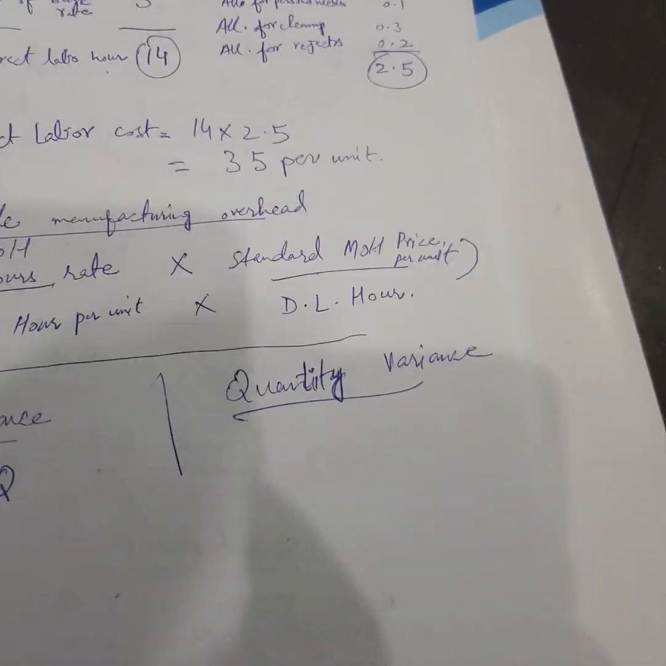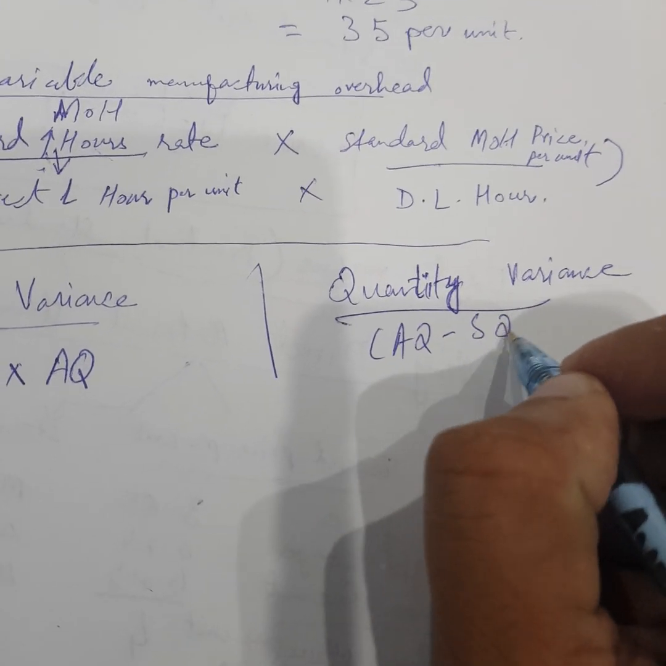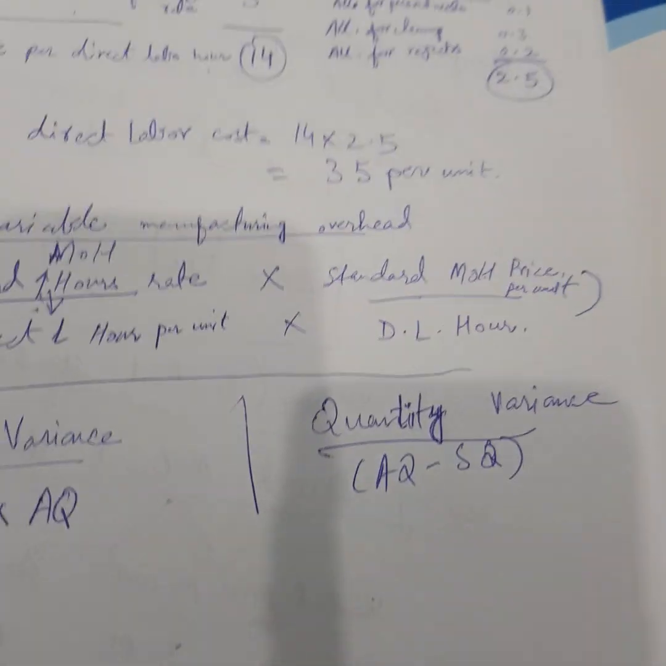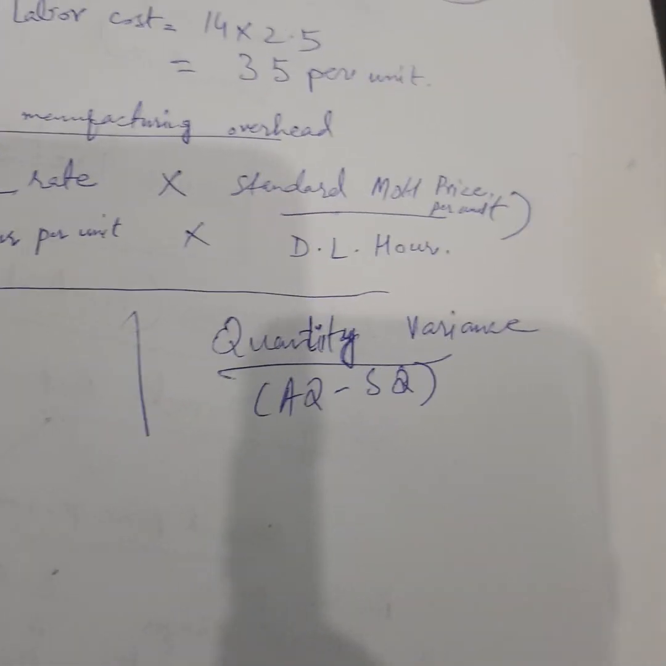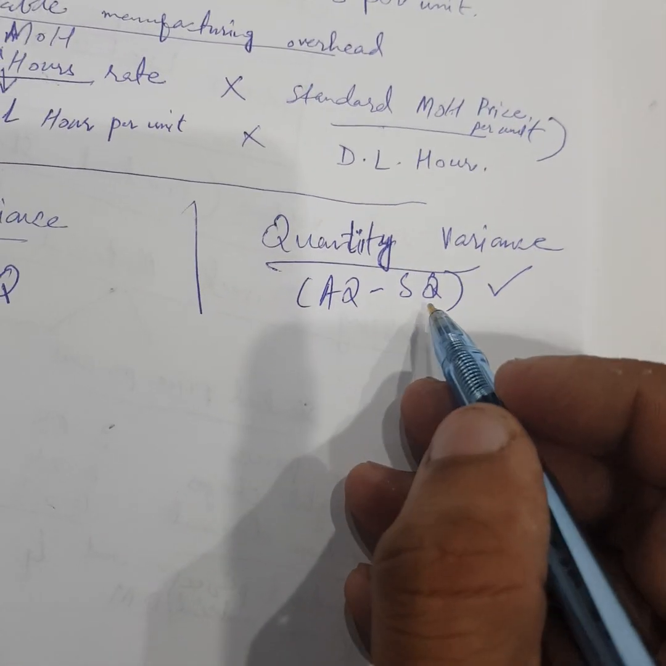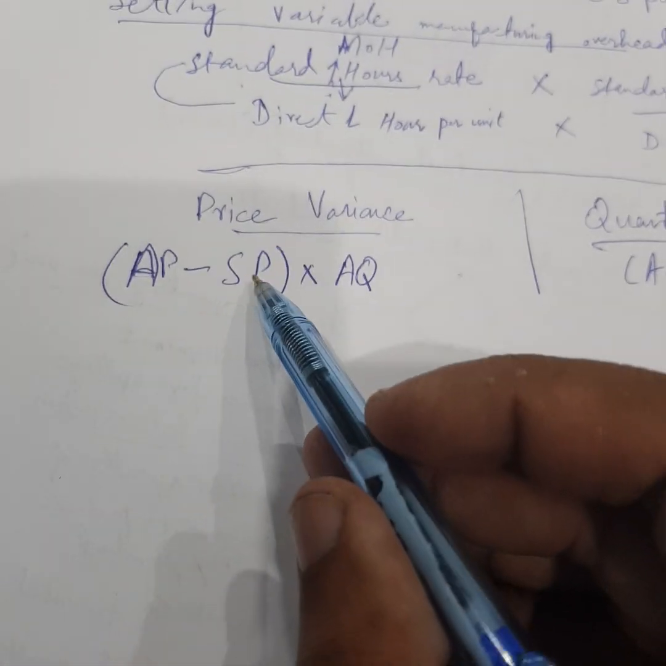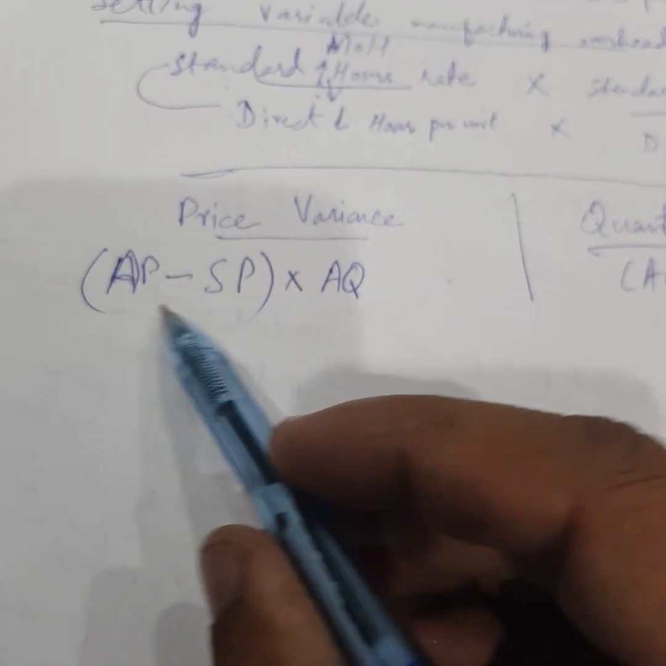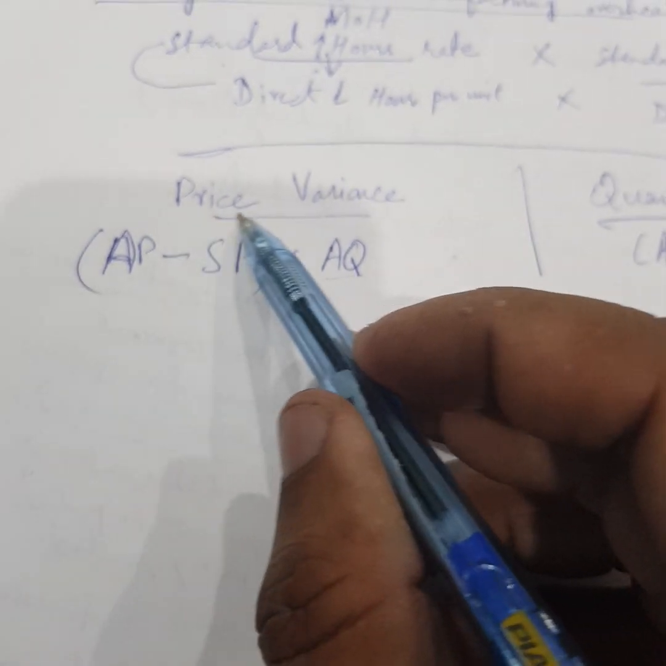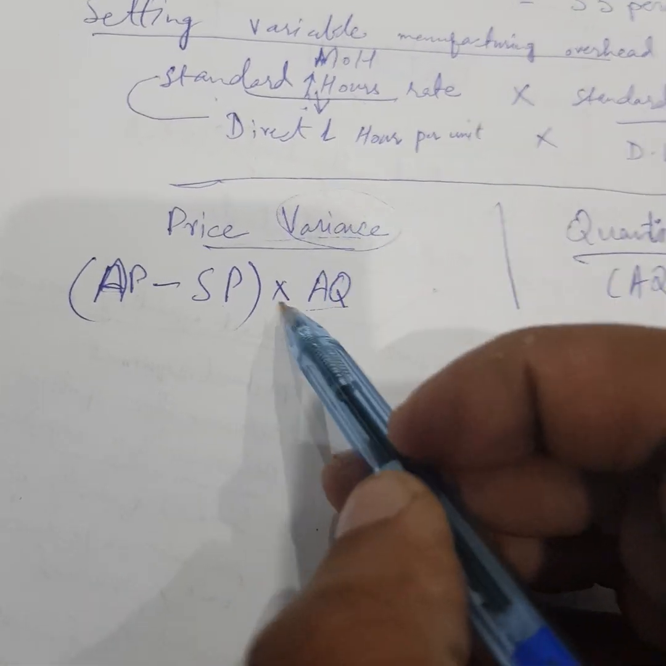For quantity variance, we will only take the difference between actual quantity and standard quantity utilized to manufacture our product. So quantity variance can be calculated by taking the difference of actual quantity and standard quantity, and price variance can be calculated by taking the difference of actual price and standard price. After taking the difference, we will multiply this with actual quantity. We will get the exact amount of variation that occurred.